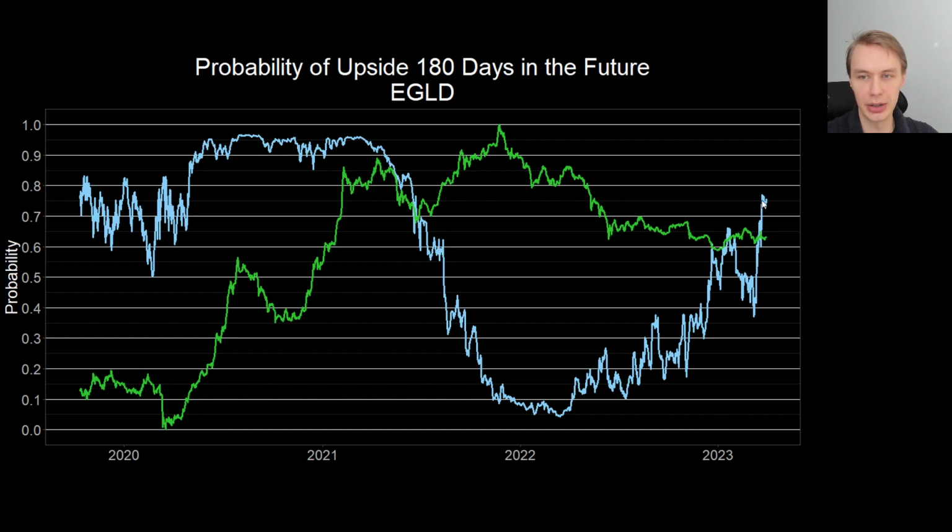So the model is currently saying 75% chance of upside, interestingly, right, kind of like it was back here before we saw this big explosive move to the upside. And so looking forward, forecasting forward, a bullish outlook seems reasonable for EGLD as well.